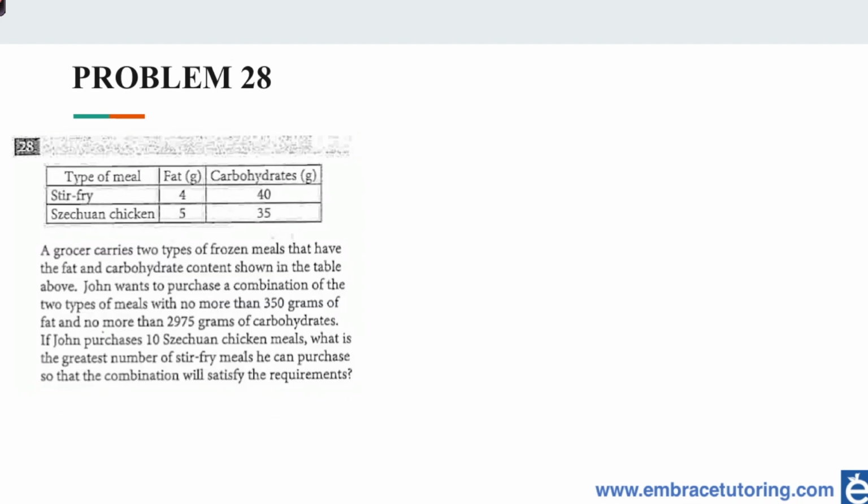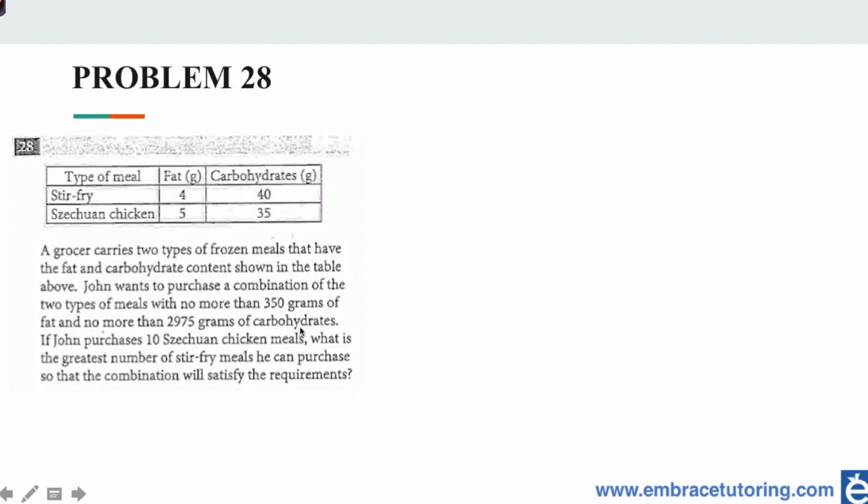Problem number 28, I see a table here with a number of values. So what I want to do is skim down and read the narrative to see what question they're asking me. It says, a grocer carries 2 types of frozen meals that have the fat and carbohydrate content shown in the table above. John wants to purchase a combination of the 2 types of meals with no more than 350 grams of fat and no more than 2,975 grams of carbohydrates.